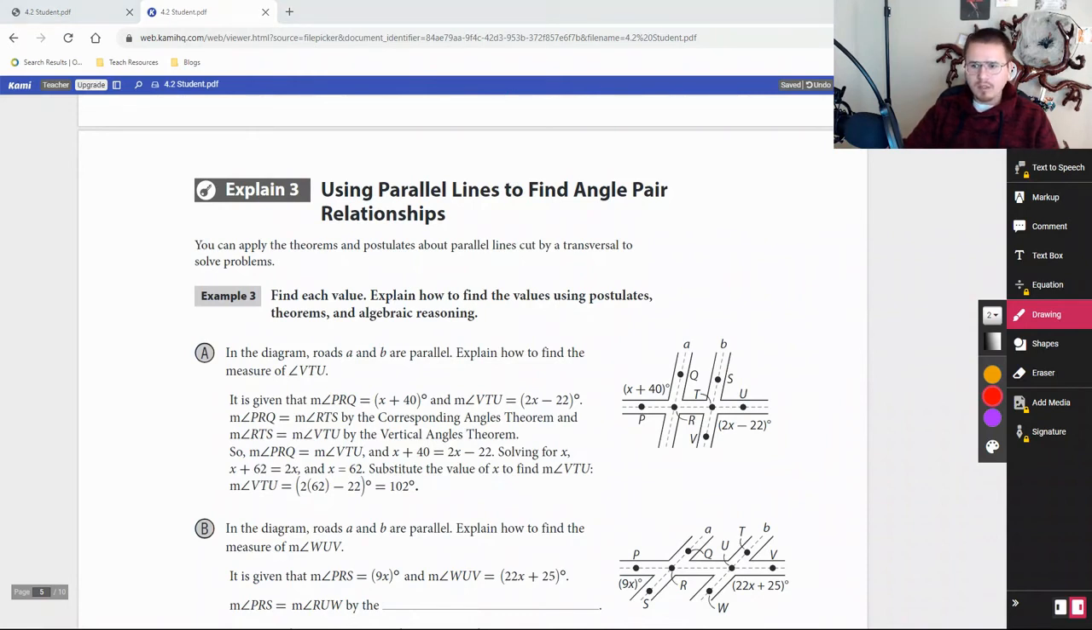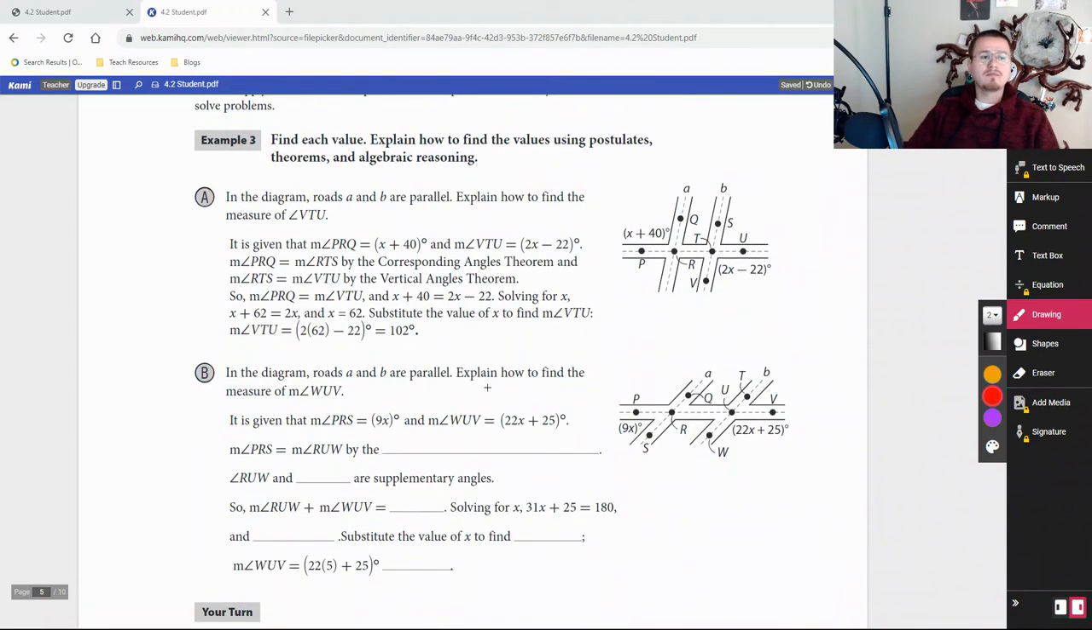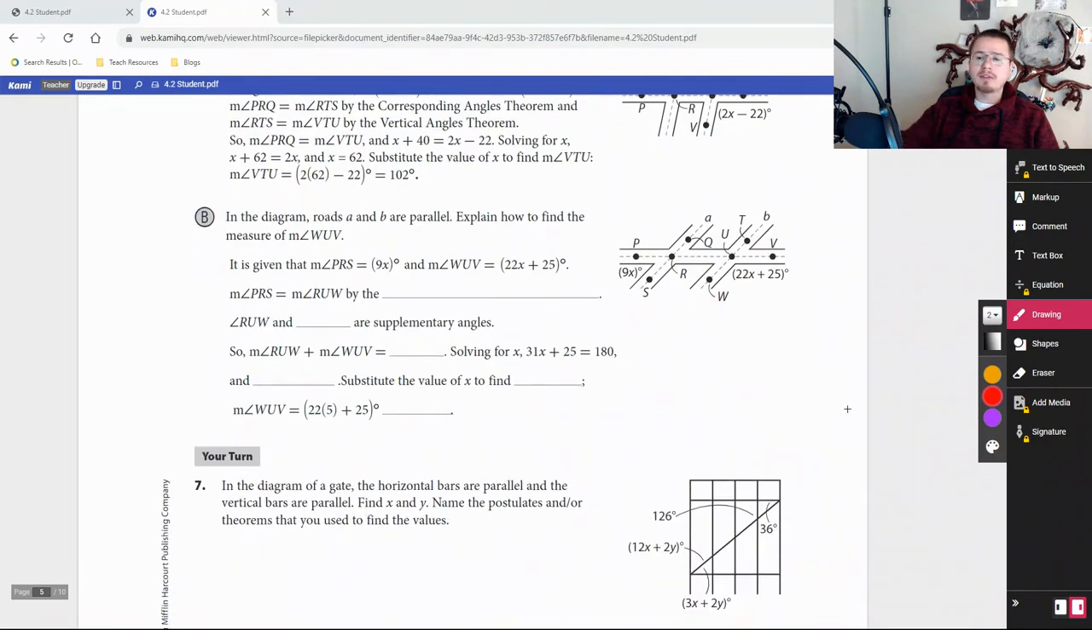So, explain 3. Using parallel lines to find angle pair relationships. I'm not going to do you the disservice of reading this for you, so please read through it. Try to make understandings. Notice where these things are and where they exist. Okay? So we'll do the letter B together, though. So A and B are parallel. We need to find this measure. So where is that? The measure of angle UVW.